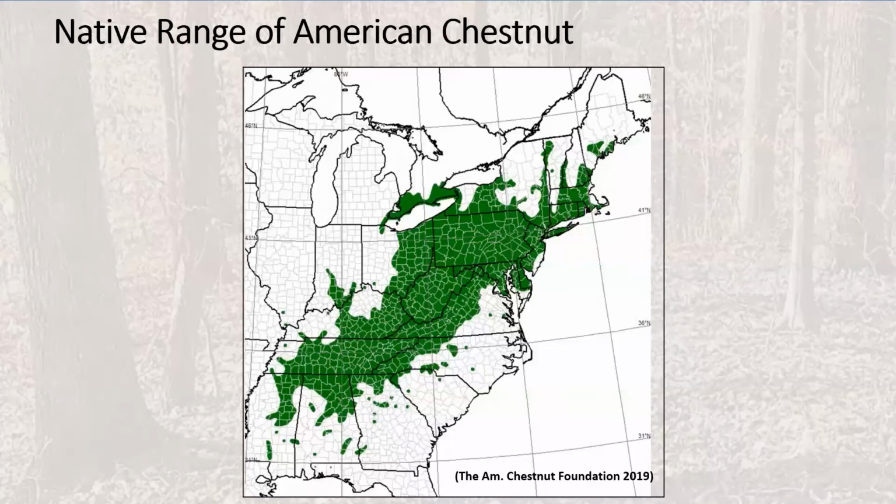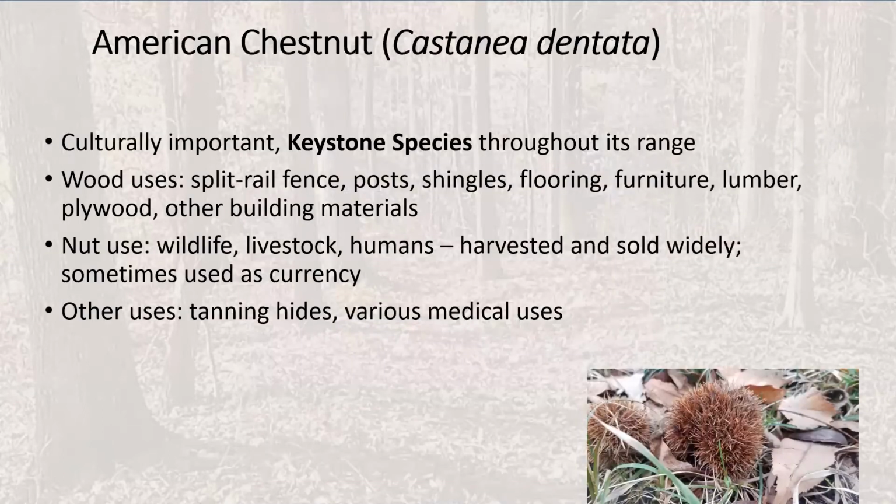And here's what we've estimated its natural range to have been. You can see it covers a lot of the eastern US, with quite a range from north to south. It was a culturally important keystone species to a lot of other species throughout its range. Its wood had a lot of uses, from furniture to lumber and all sorts of things. The nuts were used by wildlife, livestock, and even humans. That nut crop was harvested and sold widely every year.